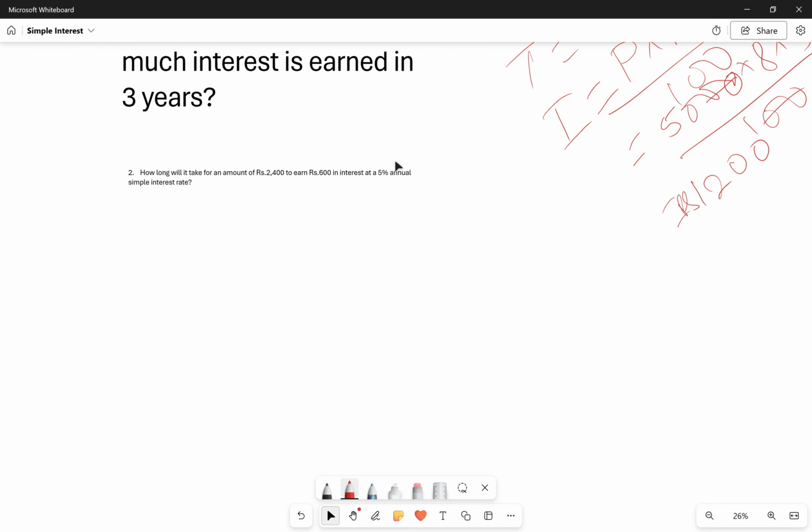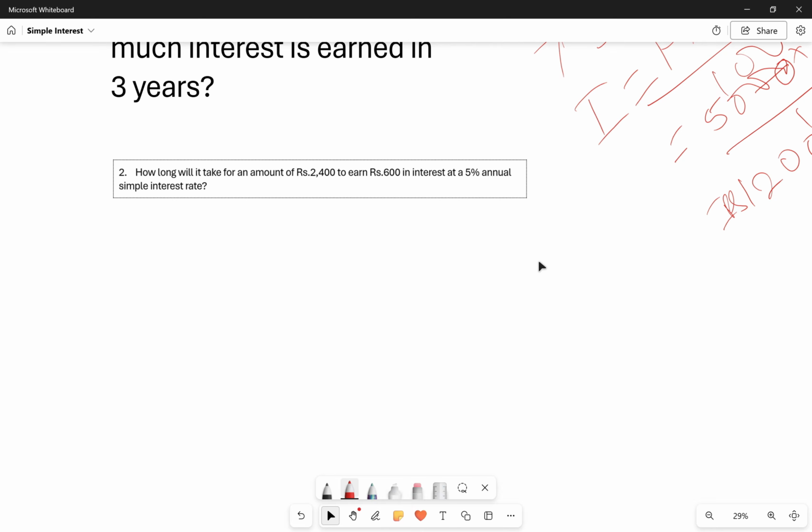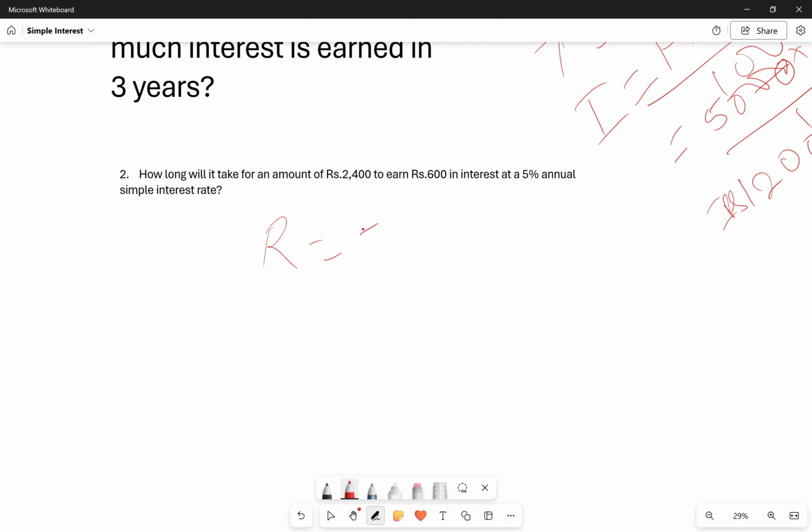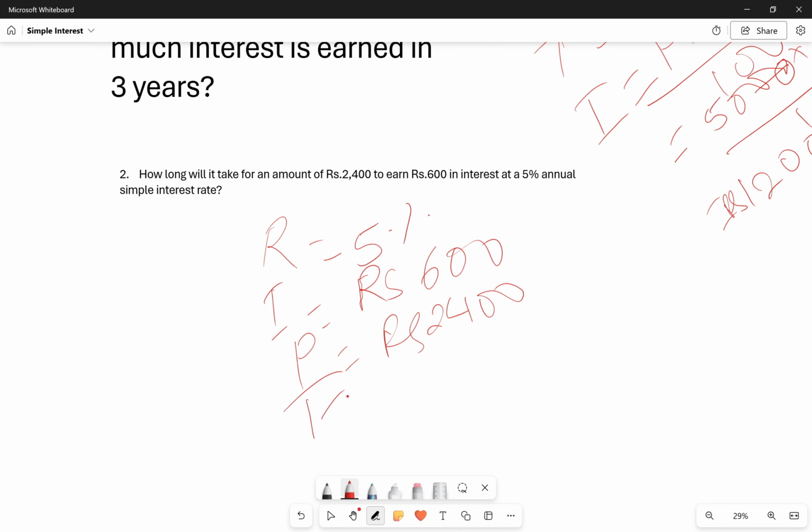Similarly, if you see this question, how long will it take for an amount of 2400 to earn 600 interest at 5%? So we have the rate 5% and the interest is given as 600 and the principal 2400. So we need to find the time, t is equal to what?